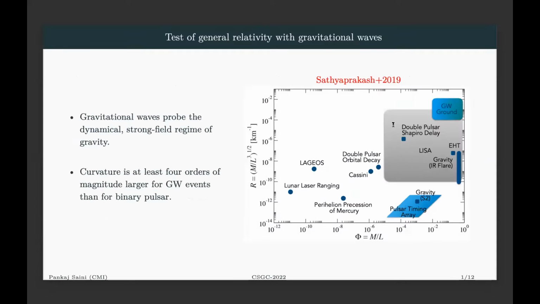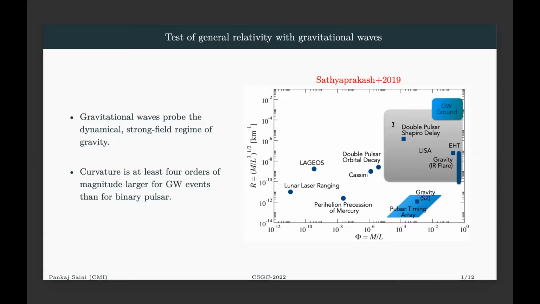As you know, Einstein's theory of gravity is the most accurate theory of gravity as of now, and there have been many tests performed on this theory with no deviations found till now. On the right, this plot shows the various regimes of gravity probed by different experiments. The x-axis shows the gravitational potential, which is proportional to v by c squared, where v is the characteristic velocity of the source, and the y-axis is the curvature scale.